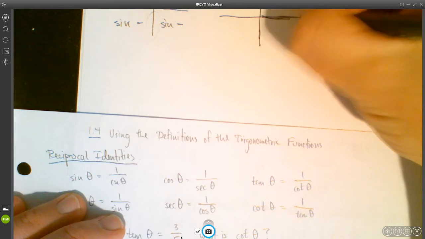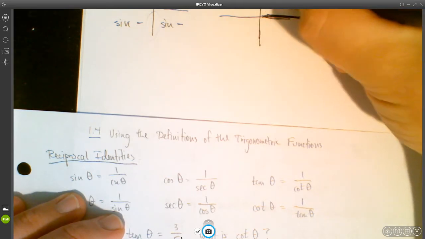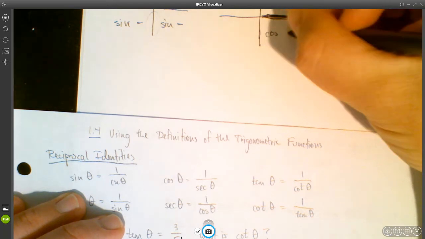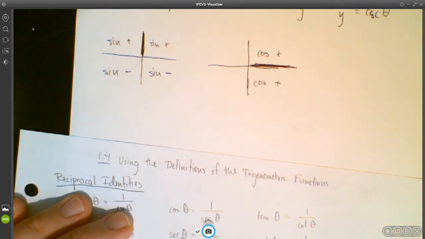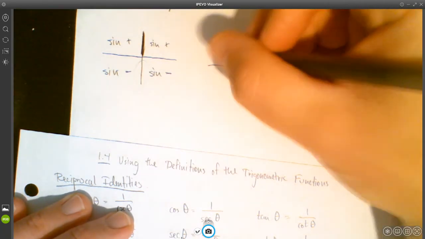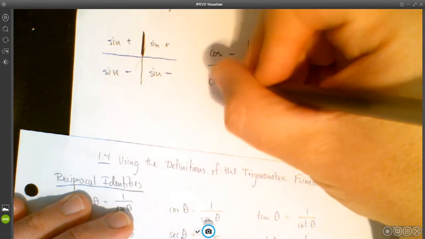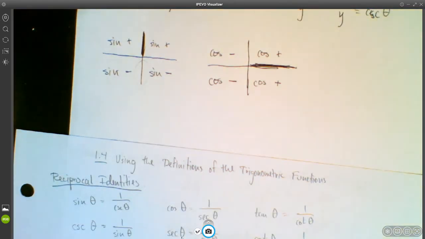Because that's where our x values are positive. They're positive here in quadrant 1 and quadrant 4. So cosine is going to be positive in quadrants 1 and 4, whereas, of course, it's going to be negative in quadrants 2 and 3. Okay, same thing goes for secant, right?